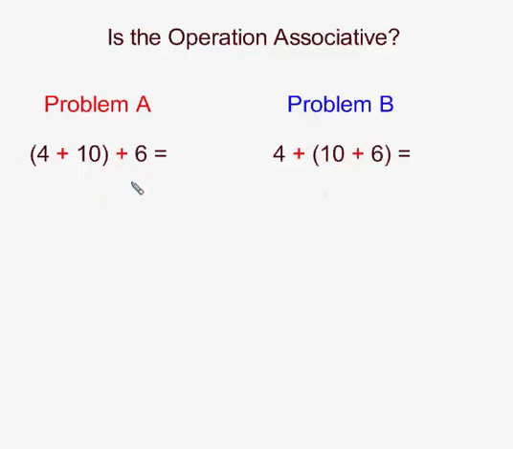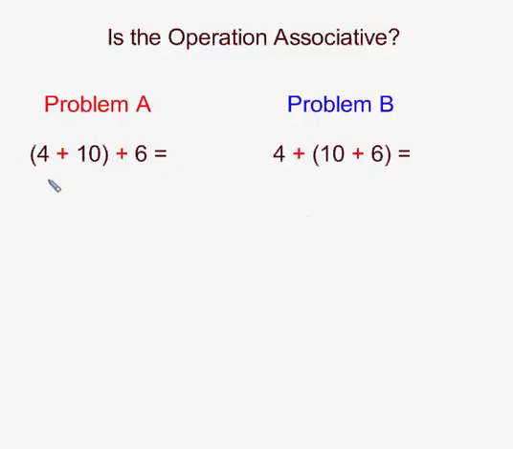If addition is associative, what this means is that if you perform the leftmost instance of the operation first, say we do these first, and then the one on the right, you should get the same answer than if you were to do it like in problem B, where you perform the rightmost instance of the operation first, meaning the 10 and the 6 first, and then taking care of the leftmost instance.